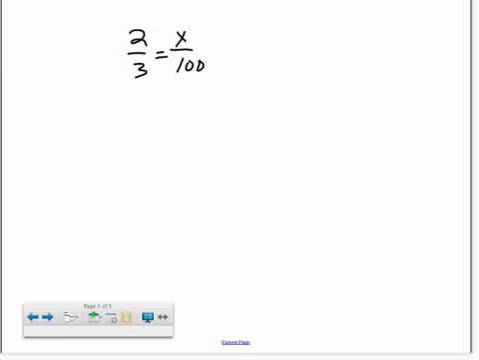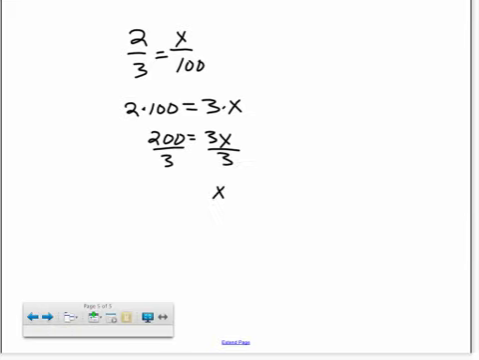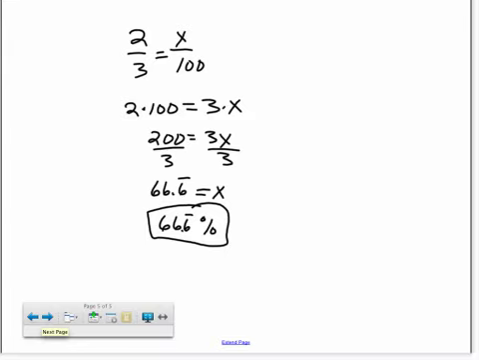And now we're going to cross multiply. So we're going to take the 2 times 100 and the 3 times x. So 200 equals 3x. Divide both sides by 3. We get x equals 66.6 repeating. Most of the time we would probably just leave it like that instead of writing it as a fraction or rounding off. So our final answer is 66.6 repeating percent. Make sure you write the percent. That is important when you do that.